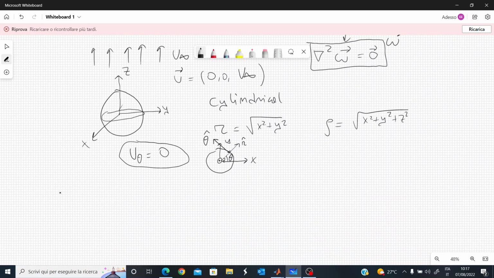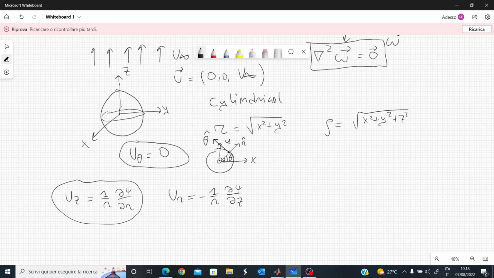And now we can define a so-called stream function, which will be called psi, and this function satisfies these relations. uz is equal to 1 over r d psi over dr, and you have to take this as a definition, and I will motivate this definition in a moment. And we also have u along r is minus 1 over r d psi over dz. So these are the three components of the velocity written with respect to psi.